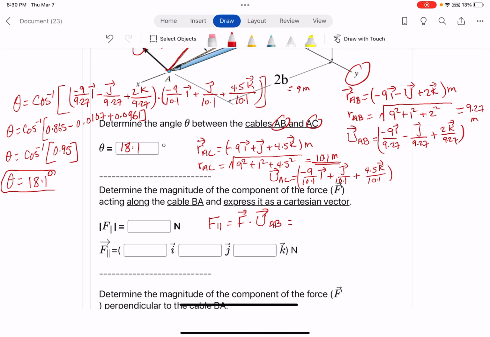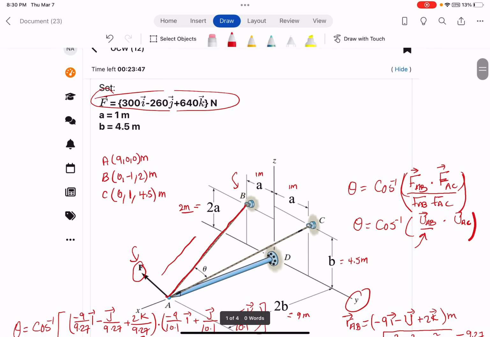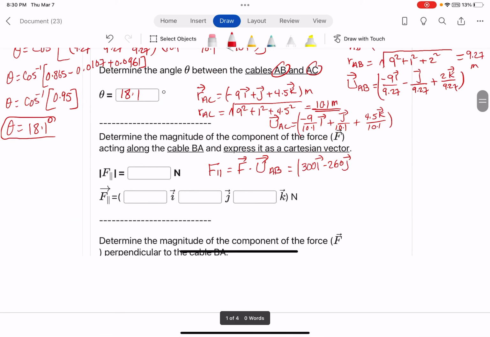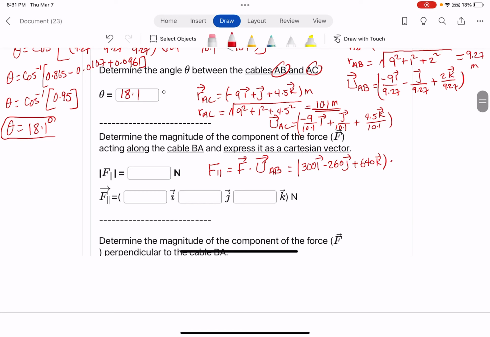Okay, now what is the force? 300I minus 260J plus 640K, and that is dot, what is the unit vector AB? We have it here. So we have this one, it is minus 9I over 9.27 minus J over 9.27 plus 2K over 9.27. Okay, so what is the force parallel?